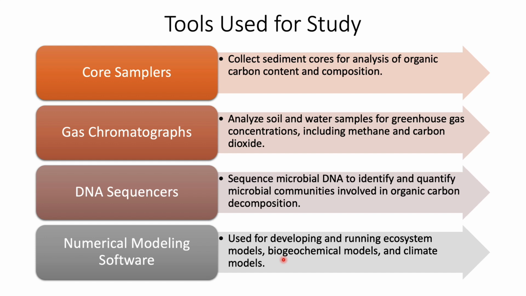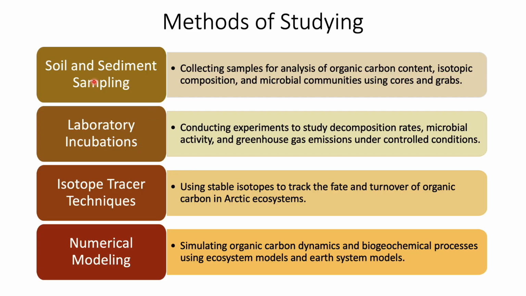So these are all the tools by which somebody who wants to study how the organic carbon or carbon recycling occurs in the Arctic region can do so. So how do we do the soil and sediment sampling? Basically, we collect the sample for analysis of organic carbon content. We carry out the study of isotopic composition and microbial communities using cores and grabs. We will be looking at the isotopic tracer methods in elaboration.